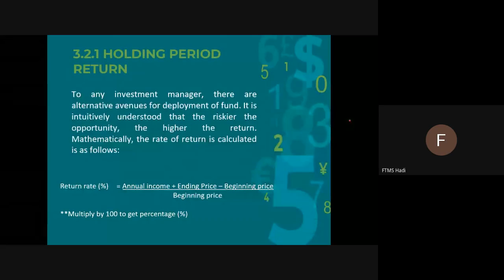One of the methods to analyze the return is the holding period return, which we call HPR. To any investment manager, there are alternative avenues for deployment of funds. Deployment of funds means that you allocate your money into investment products. It is intuitively understood that the riskier the opportunity, the higher the return. We talked about this earlier in chapter 1. High risk, high return. This is the graph of risk level against return, so the relationship will be positive.